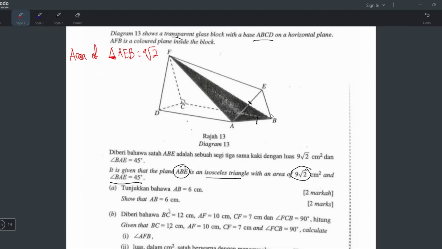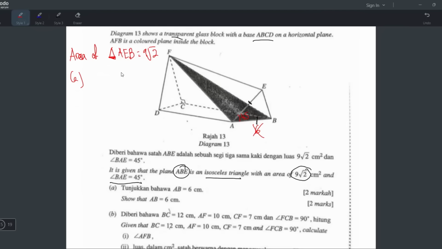Angle BAE is 45. Okay, so here 45. Okay, show that AB is 6 cm. AB is 6 cm, so this one is 6. But we have to show them that. Show them the working, how to get this. So we have to do it, I can't see it yet. Okay, how to show?